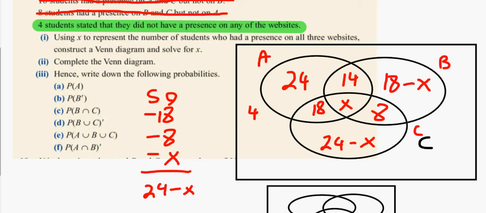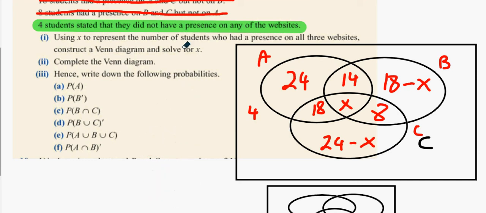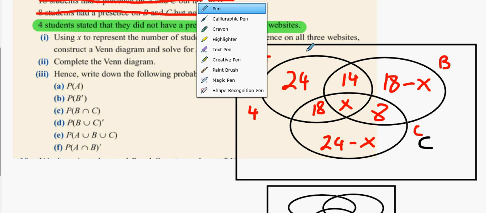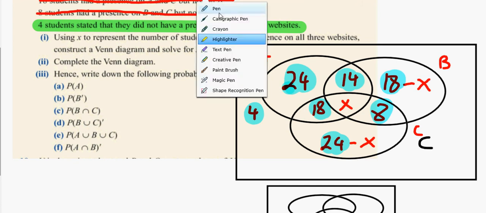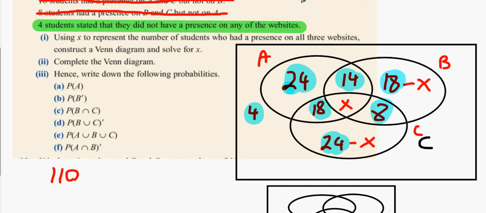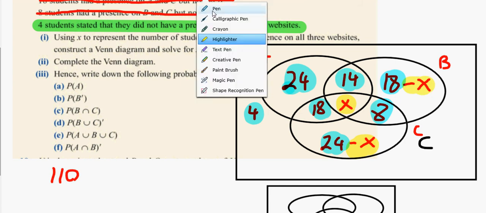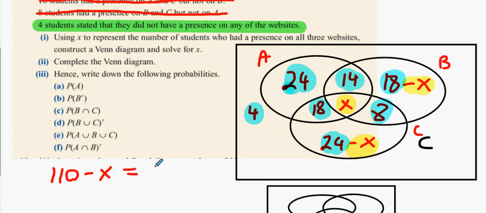Now, what happens when you add up every sector together? Every single sector has to give you 100. So let's add the regular numbers together. All the blue parts together, we get 110. And next add the yellow parts together, which are the X's, that part, and that part. And what you get? Minus X.